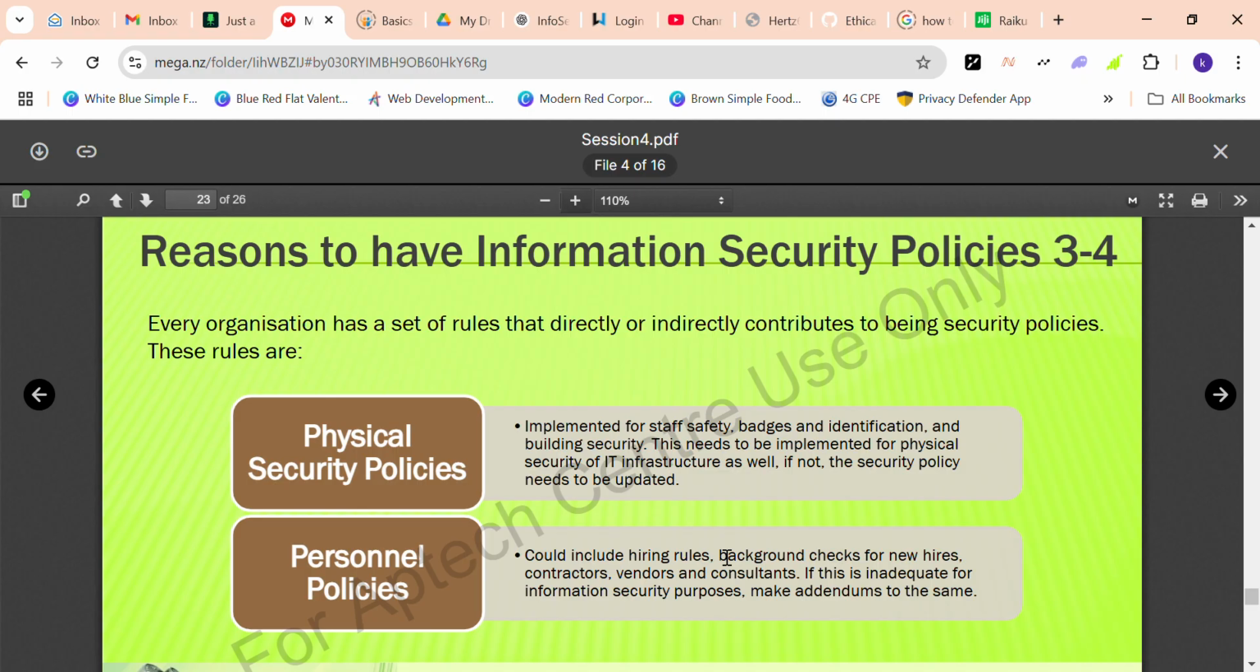Now, the physical part: you give your staff badges, identification cards, building security cards, so that before they enter the building, they need to identify themselves. Okay, you have the right to enter this building, this business environment, the organization environment. And also, personnel policy could include hiring rules, background checks for new hires, contractors, vendors, and consultants. If this is inadequate for information security purposes, make additions to the same. That's what it is.